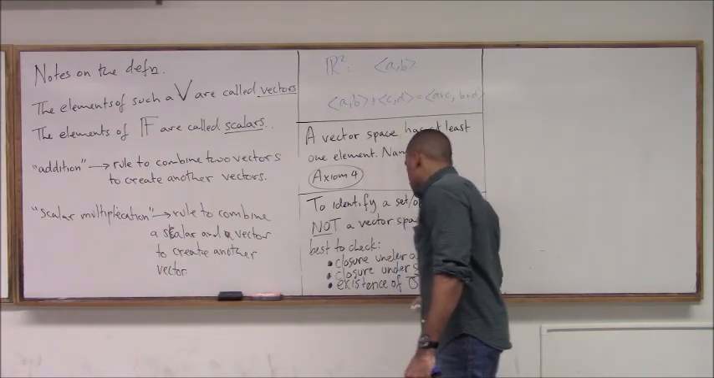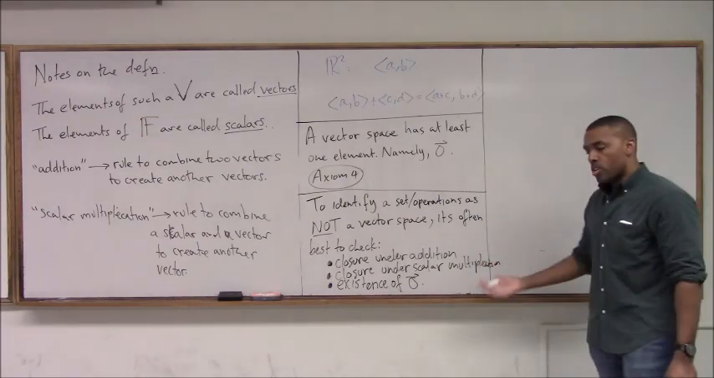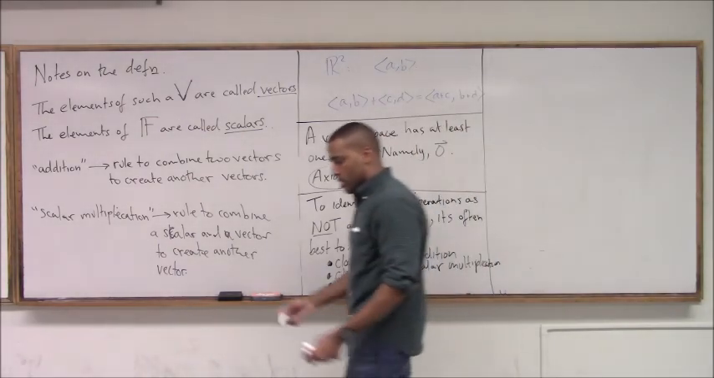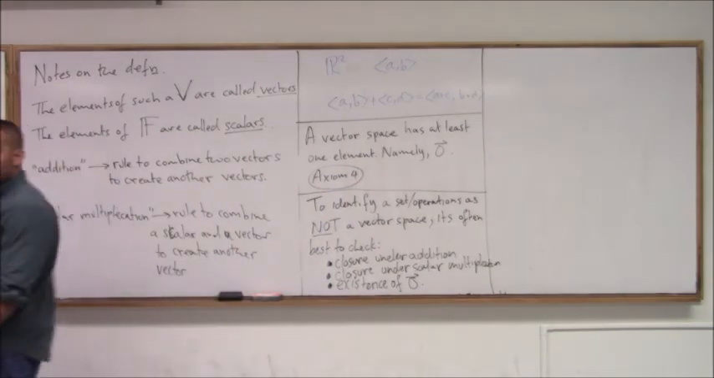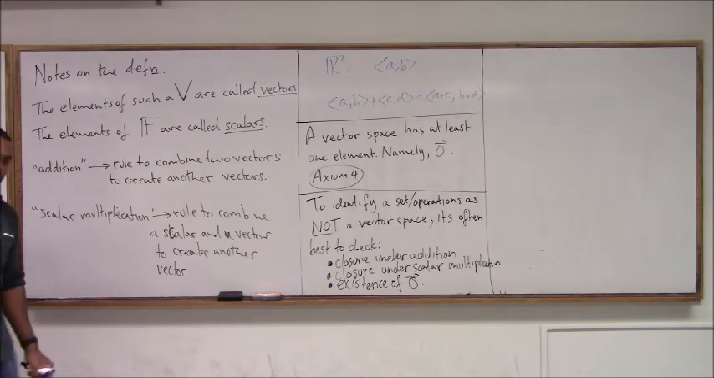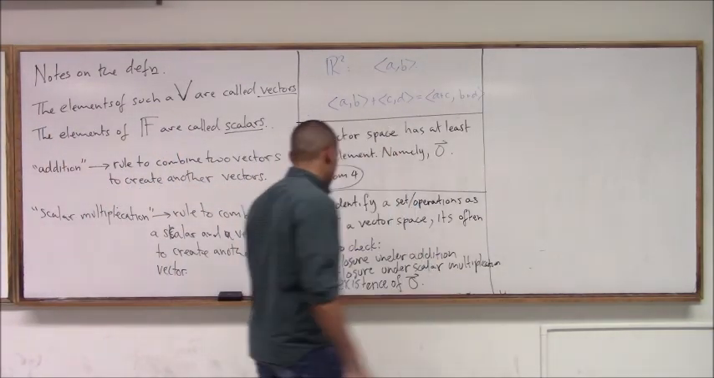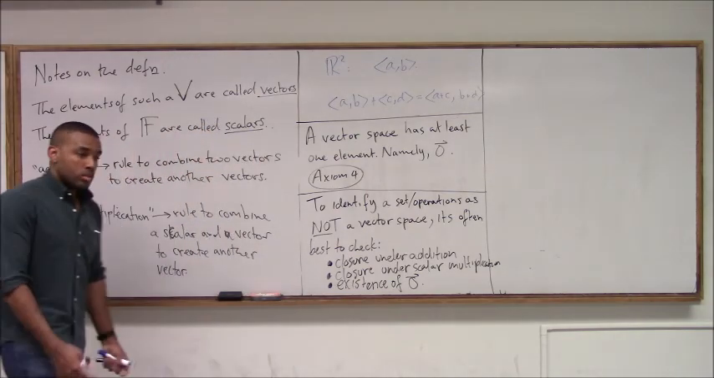Oftentimes when something fails to be a vector space, it's because one of these things will fail, and they're also the easiest ones to check, so I would check those three first. For example, I cannot look at the integers as a vector space over the real numbers. Right?